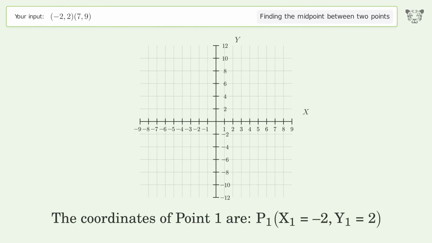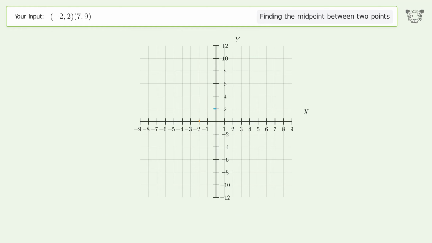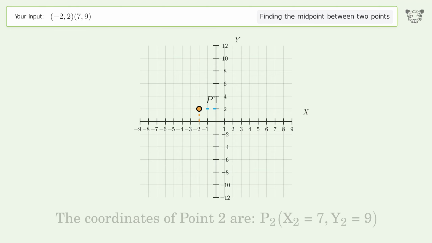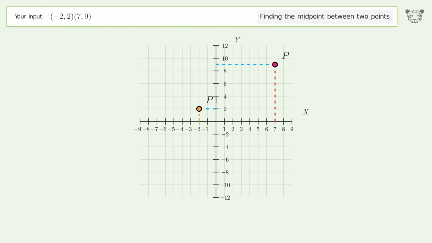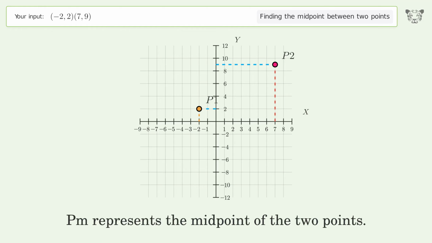The coordinates of point 1 are x1 equals -2, y1 equals 2. The coordinates of point 2 are x2 equals 7, y2 equals 9. PM represents the midpoint of the 2 points.